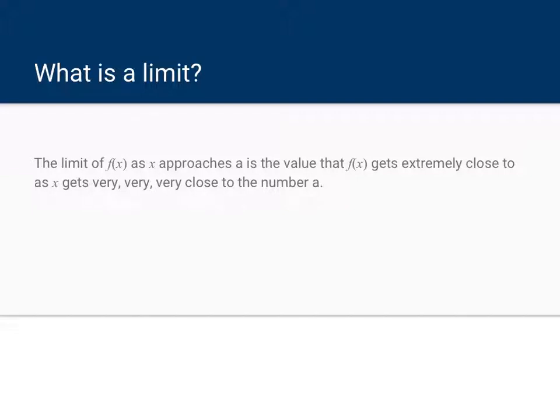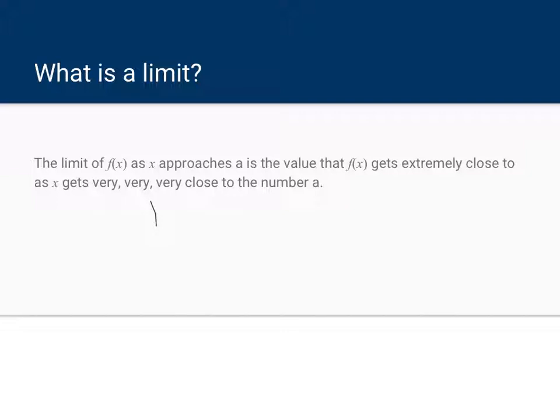The limit of f of x as x approaches a is the value that f of x gets extremely close to as x gets very, very, very close to the number a. Keep in mind this is not a precise definition, but it is good enough to understand what a limit is. So let's take a look at a picture.